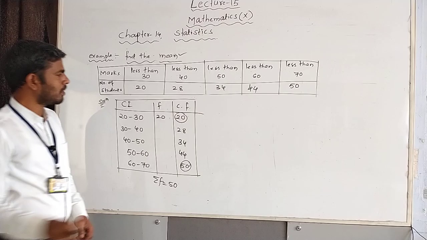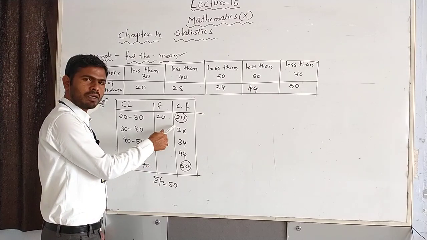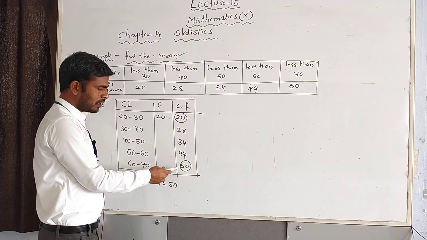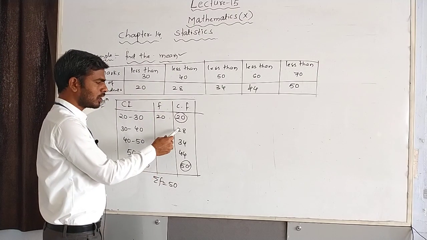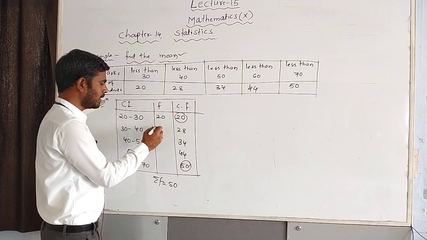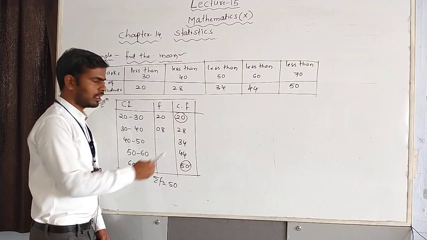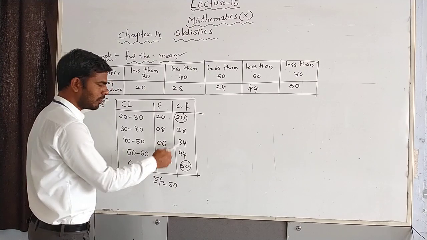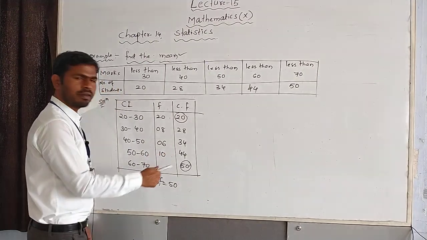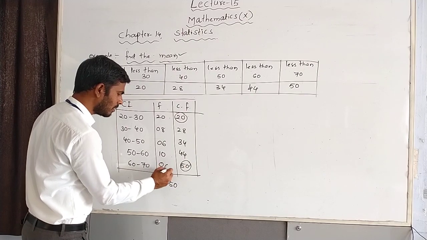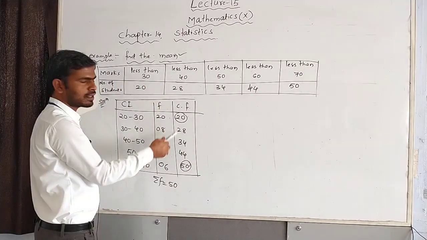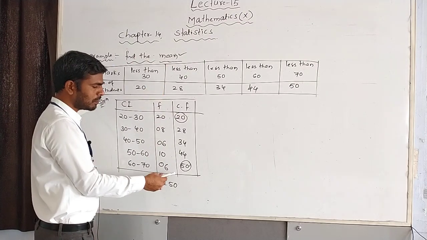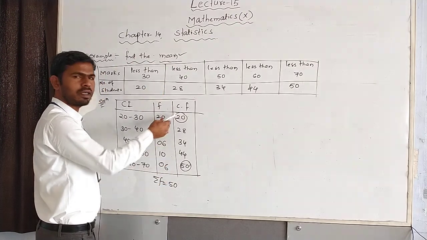Next, in less than type, you have to subtract from top to bottom. In more than type, you have to subtract from bottom to top. Here 28 minus 20 is 8. 34 minus 28 is 6. 44 minus 34 is 10. 50 minus 44 is 6. Less than is given, that's why I subtract from top to bottom. If more than or above is given, you have to subtract from bottom to top.